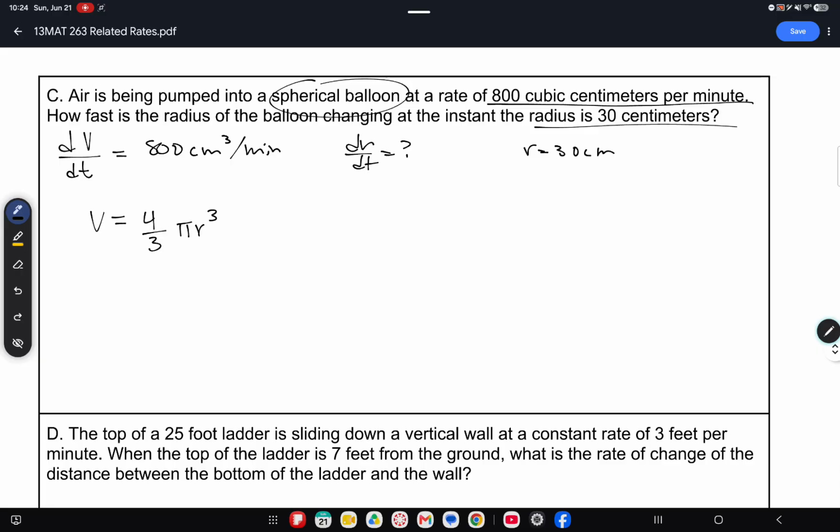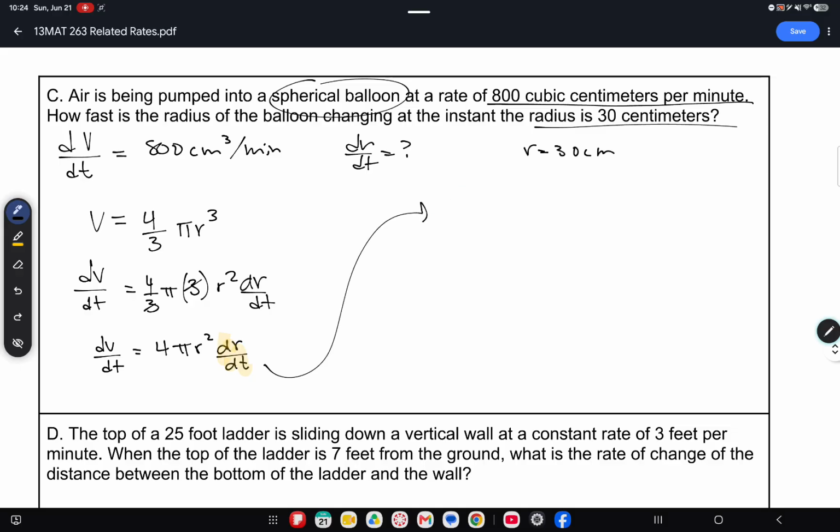So now if I do a derivative here, I get dV/dt, and then I'd have 4/3 pi times 3r squared dr/dt. These 3's will cancel out, so I'm left with 4 pi r squared dr/dt. And what did I want to find? How fast is the radius changing? I want to find dr/dt. So that means I know everything else.